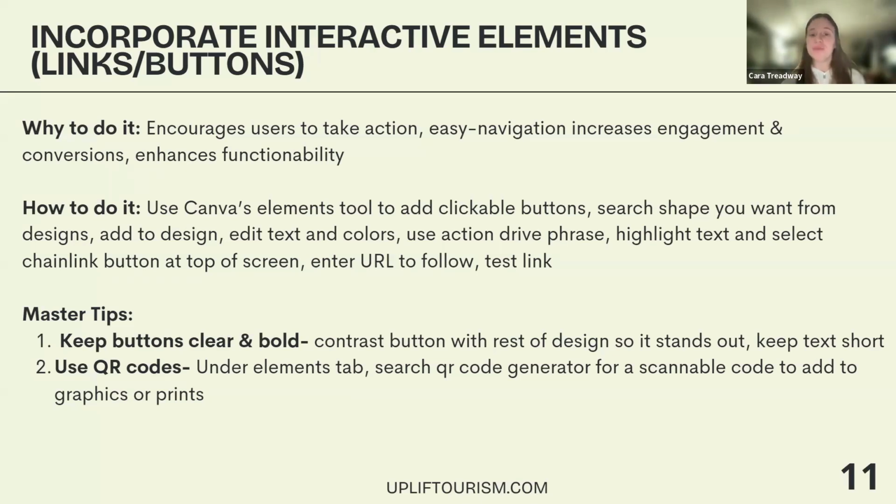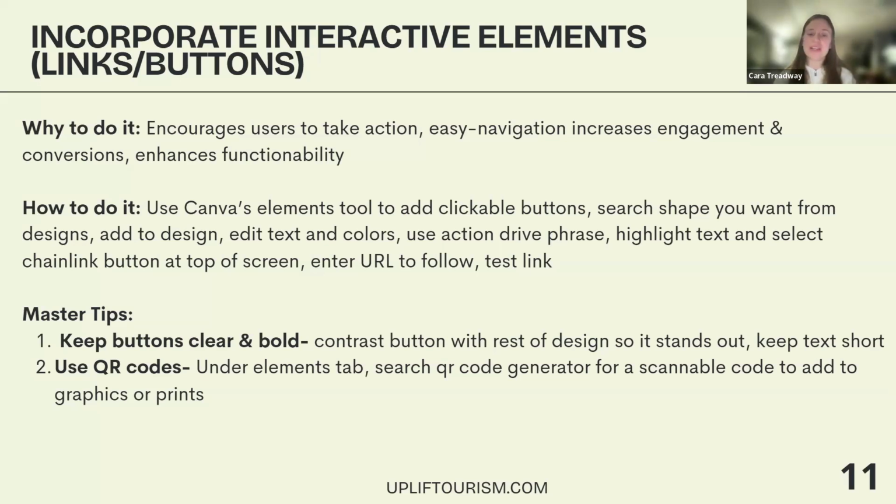Now in Canva, you can easily add clickable buttons by using the Elements tool and then selecting shapes such as rounded rectangles to create your buttons. Then you'll go in and link your website or your booking page or any other relevant URL. For email campaigns, we also want to ensure that our buttons are clearly visible and include a call to action, such as book now or learn more. This will help guide our users.